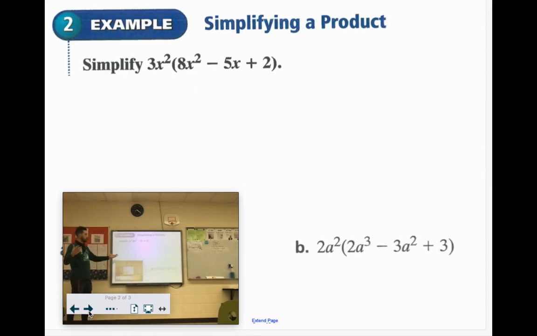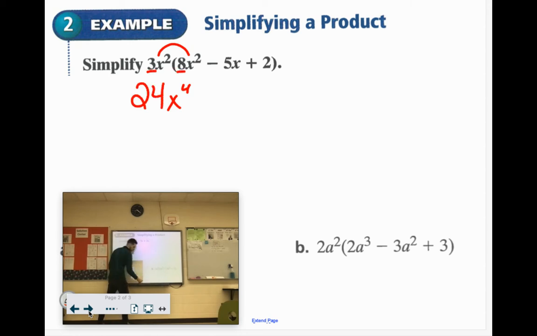All right, so again, here we go. We're just doing the same thing. Now when you multiply and the bases are the same, you add the exponents. So here, when I'm doing the x squared times x squared, we add the exponents, which would give us x to the 4th. So the numbers in front, 3 times 8, 24, x to the 4th.